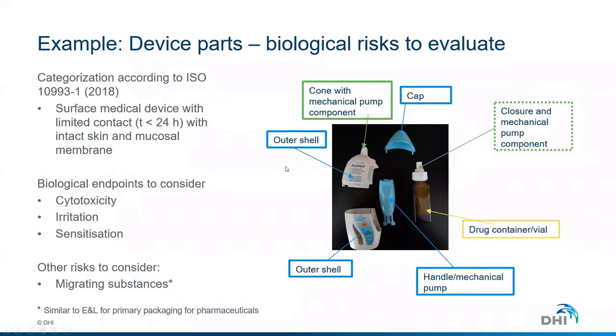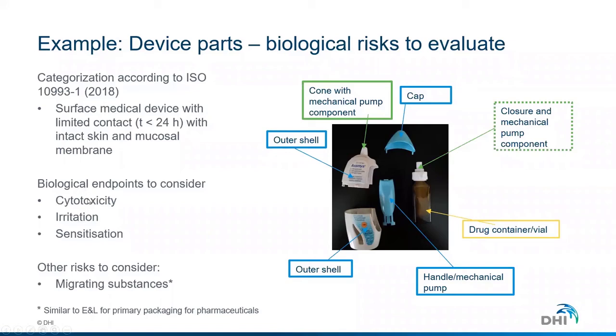So even when considering the accumulated use, then the surface parts that are in contact with only the skin and mucosal membrane, it sums up to less than 24 hours. It's quite short term. And for the drug container and vial, then you do the extractable and leachable study to document the stability of the drug, and that you don't have migrating substances entering the drug from the vial. So that's what you do as part of the primary packaging evaluation for the pharmaceutical down here.